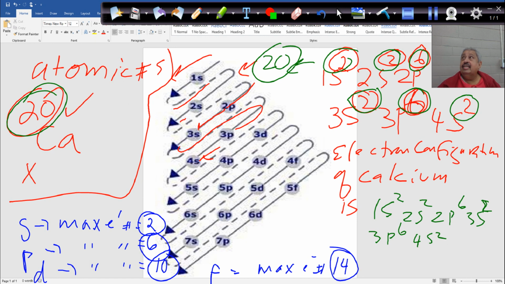Okay, let's take something more. Let's take bromine. Bromine has more electrons, so 35 electrons. So this one here, we accommodated how many? 20. Let's accommodate 35. See how it works.